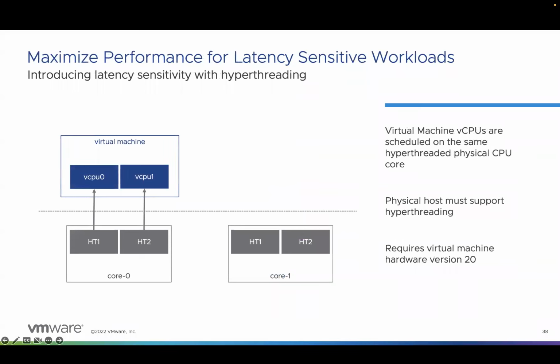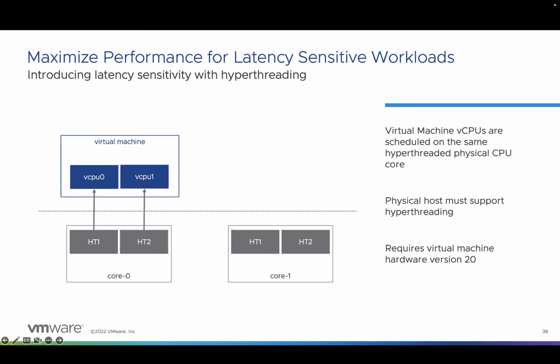Okay, so next we'll talk about our improved latency sensitivity settings. So in vSphere 7, maybe 6.7, I can't remember exactly, we introduced some latency sensitivity settings. We have normal, we have high, and now we have high with hyperthreading. And basically all this means is that with high latency sensitivity with hyperthreading, the virtual machine vCPUs are scheduled on the same hyperthreaded physical core.